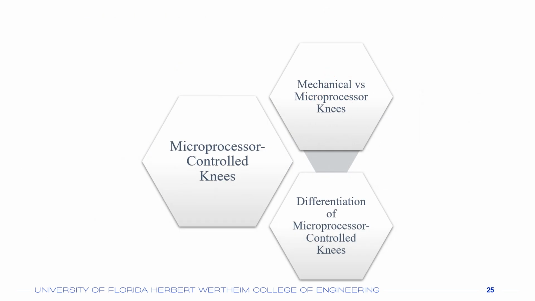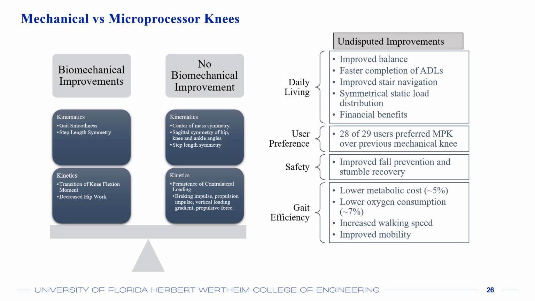This leads us into the literature review on microprocessor-controlled knees, which first aim to differentiate them from traditional mechanical knees and then differentiate between them. With respect to the differentiation of microprocessor to mechanical knees, there were several benefits identified in the literature that were more so undisputed and some that were a little bit more contentious between studies. Those that were undisputed included benefits to daily living, user preference, safety, and some marginal improvements to gait efficiency through improvements to metabolic expenditure. Those that were contentious were primarily related to biomechanics, specifically kinetics and kinematics.